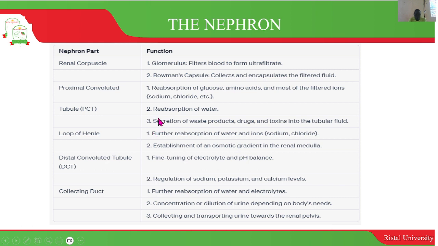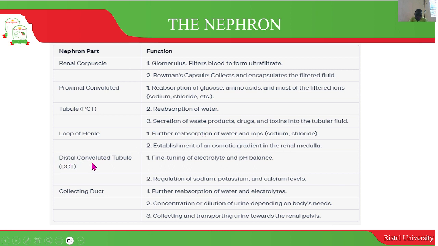The loop of Henle is the U-shaped structure we saw in the previous slide. Its function is further reabsorption of water and other ions like sodium and chloride. And then number two is establishment of an osmotic gradient in the renal medulla. So it keeps a balance through an osmotic gradient. We know osmosis is the process of movement of water, and not just water but even ions, from an area of low concentration to high concentration. So this balance is also maintained here in this part of the loop of Henle.